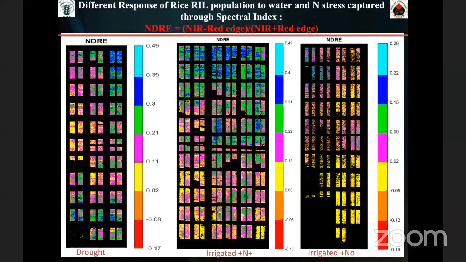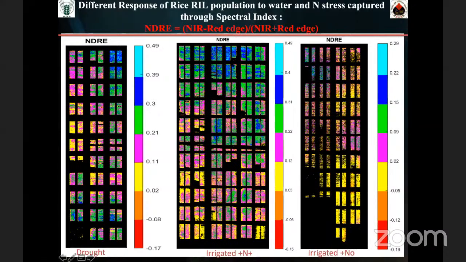For example, take a simple index called the normalized difference vegetation index. Those who have a remote sensing background can understand. Forget whatever the data from there, we develop an indicator, and from that indicator, you are able to see differential treatment of drought, irrigation, and nitrogen or nitrogen zero. You are able to see the different colors that indicate the differential response of the field to those treatments.